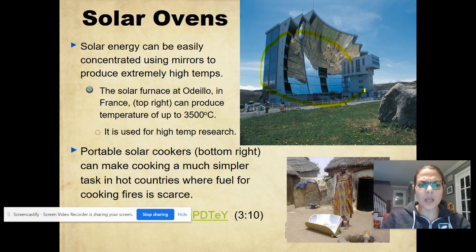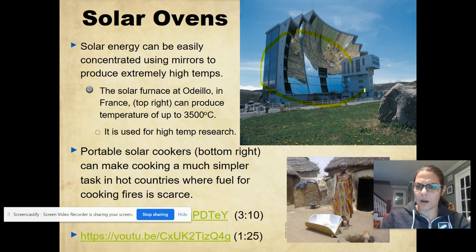Okay. I'm going to give you guys three links. Two of them are here on solar ovens because they're just cool. I used to do a solar oven project. I'd love for you guys to do that at home or some sort of aspect of that. So I want you guys to know how these solar ovens work.